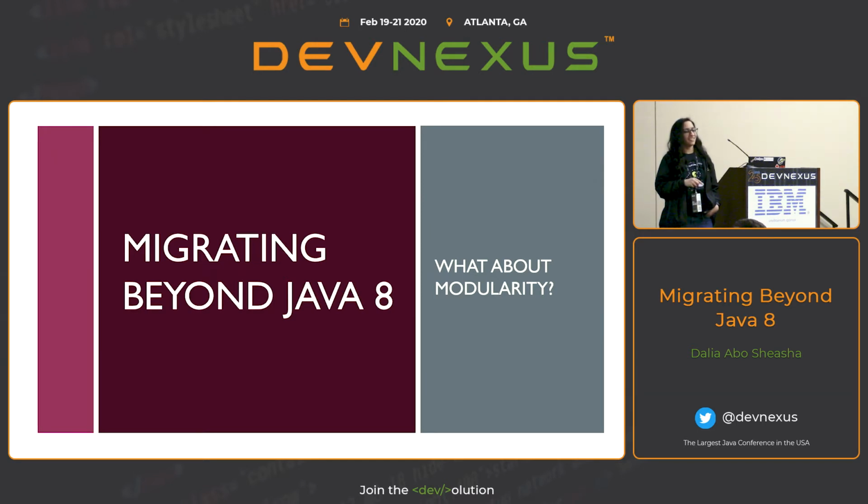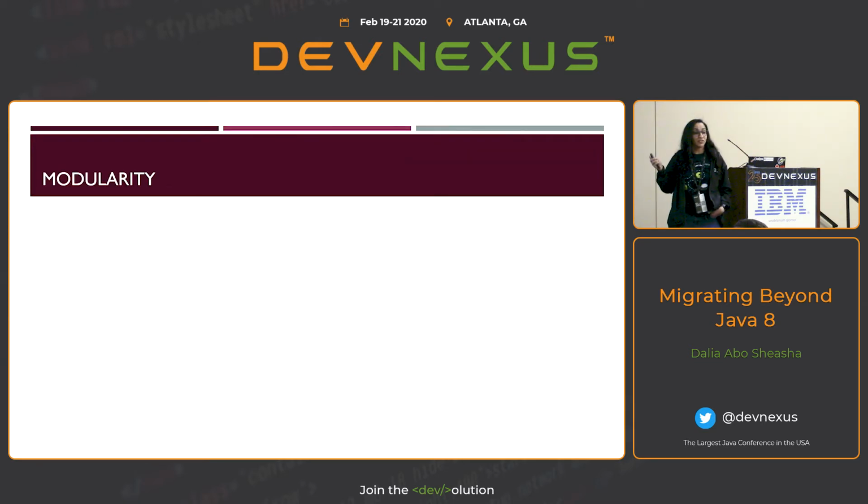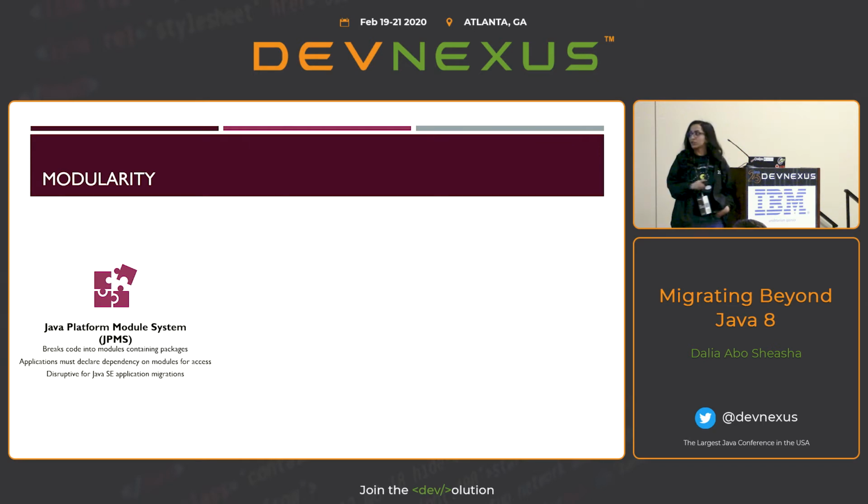What about modularity, Dalia? Why didn't you say anything about that? Modularity. So if you don't know what modularity is, I'm going to just describe it in a minute. Modularity is Java breaking up its code into different modules. That way your application just drags in the parts of Java that it needs. It's very nice if you're talking about containers because then you're not using as much memory. It's faster start, all that good stuff.